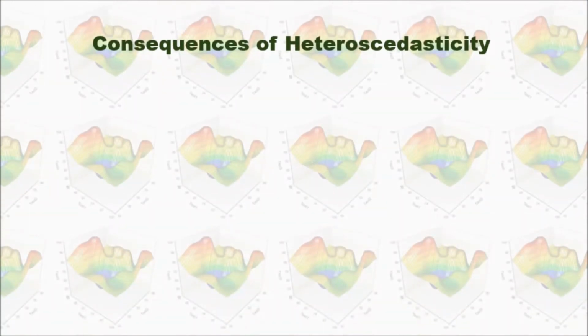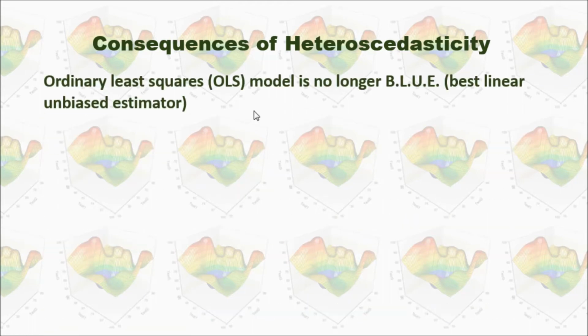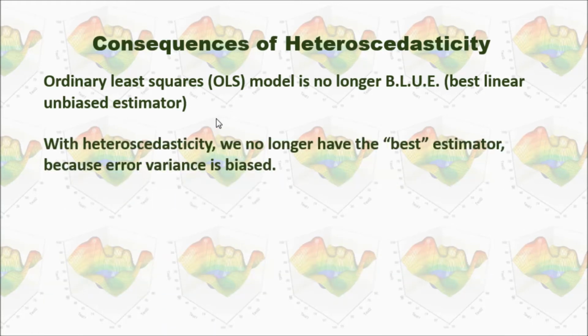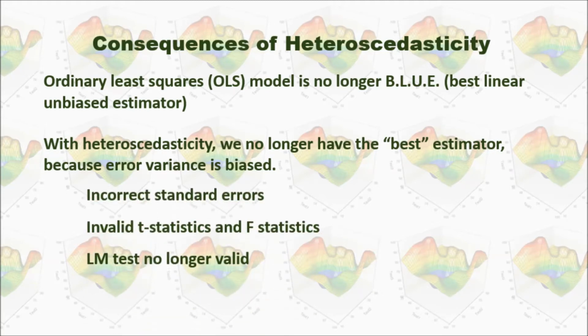Then, what are the consequences of heteroskedasticity? The OLS model is no longer the best linear unbiased estimator. And we no longer have the best estimator because the error variance is biased. We have incorrect standard errors, invalid t statistics and F statistics. And the LM test is no longer valid.